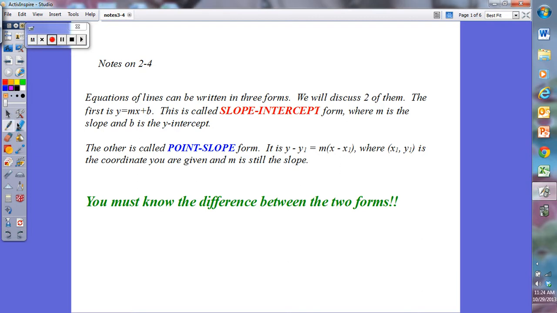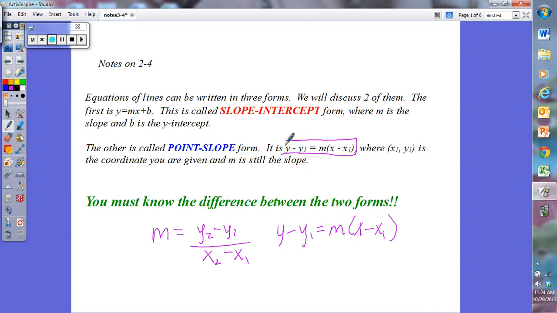Now, a lot of people find this one hard to remember because it's not as common, but if you think about the slope formula, y minus y over x minus x, and if you multiply both sides by the denominator, you end up with y minus y1 equals m times x minus x1. So just in case you ever forget this formula, just know that it's derived from the slope formula. You just get the denominator on the other side. Okay, so you have to know that this is point-slope and this is slope-intercept.